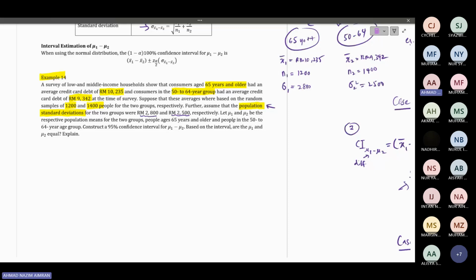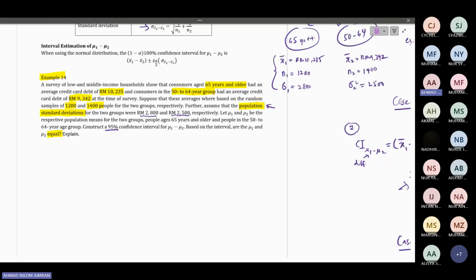Okay, let mu1 and mu2 be the respective population means for the two groups, people ages 65 years and older and people in the 50 to 64 year age group. Construct a 95% confidence interval for mu1 minus mu2. Based on the interval, are mu1 and mu2 equal? All right, so now we have all the information required to calculate the confidence interval of the difference.